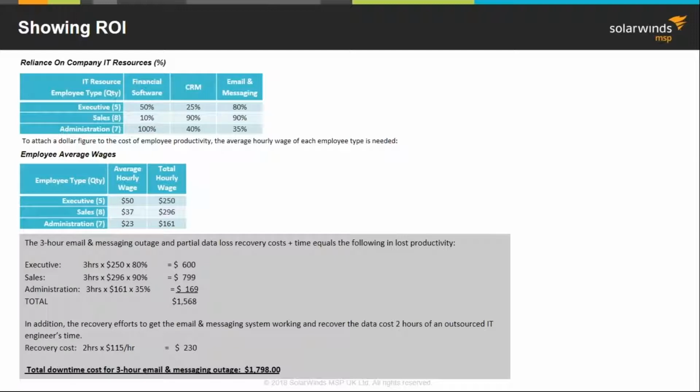So let's look at the ROI quickly, and we will go deeper into this in further sessions throughout the MSP Bootcamp, but I didn't want to leave you without any idea of how we do this. So what we're looking at here is a reliance on company IT resources.